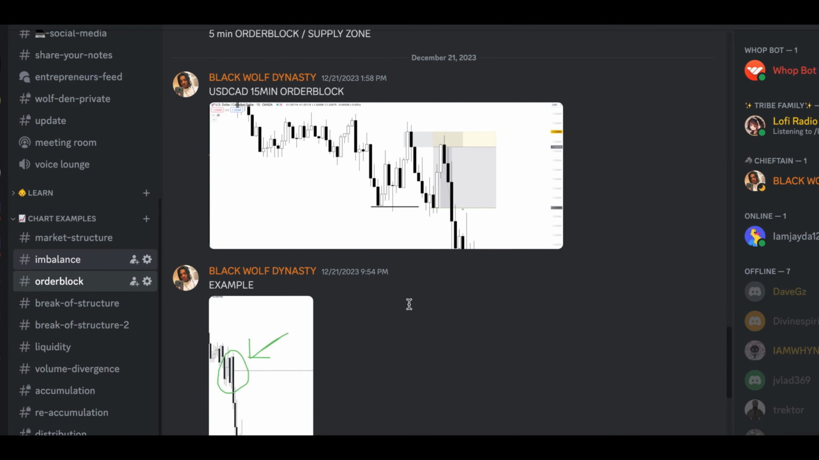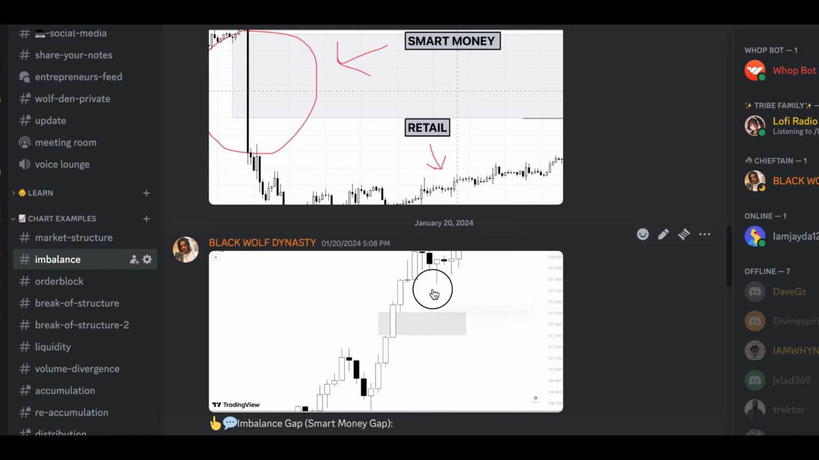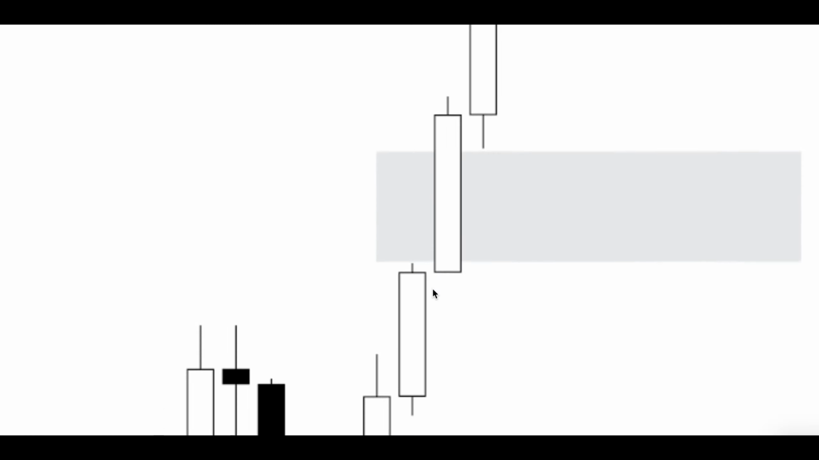So imbalances, here's an imbalance right here. An imbalance is, like I said, the gap where price has to be filled. So in that gray box is the gap where price has to be filled. It's the gap between the next candle and the last candle. The next candle is right there, and the last candle is right here. And this gray box represents the gap in between.